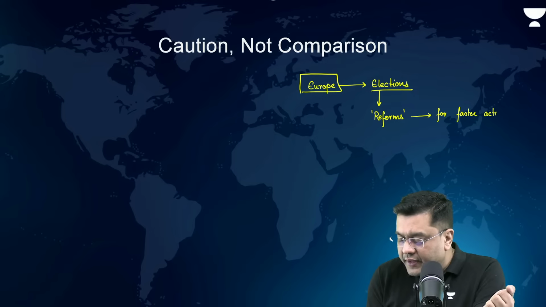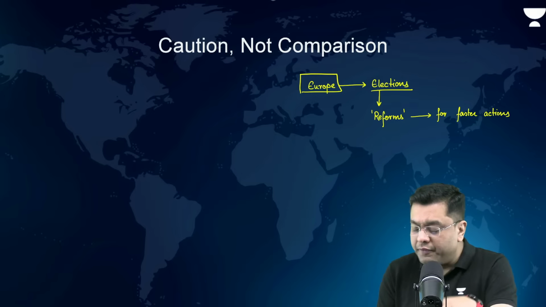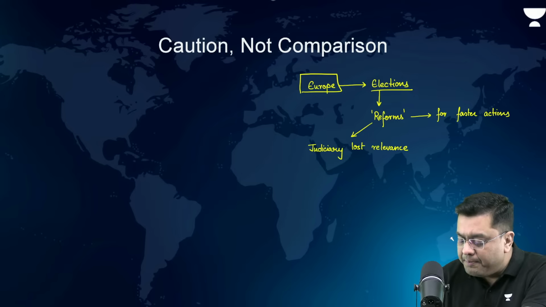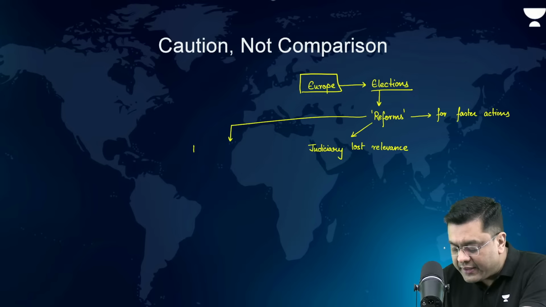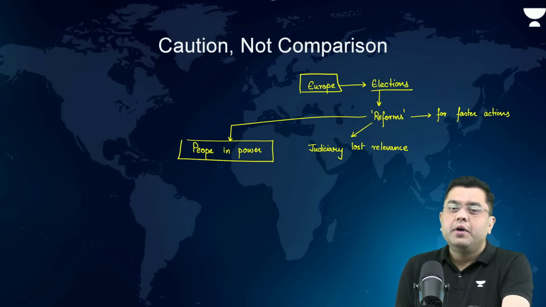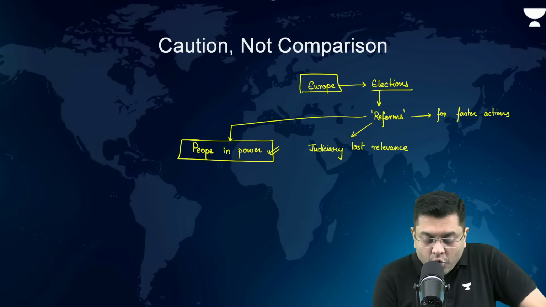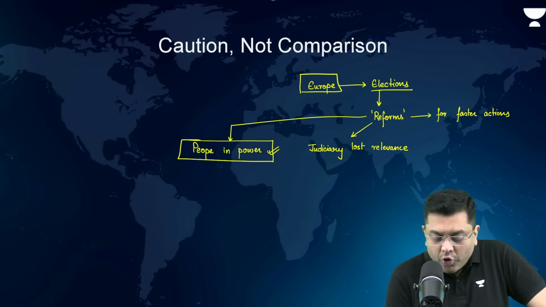As a consequence of this set of reforms, what happened? Judiciary lost importance, lost relevance. And that is when the people in power were able to concentrate the power. They became much more dominant. Okay? They became much more dominant. And that is when overall you had the concentration of power and Europe turning into authoritarian regimes.